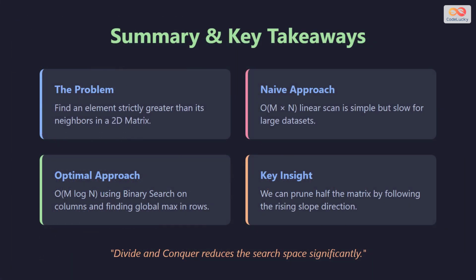To summarize, the find peak element 2D problem asks us to find a local maximum in a grid. While a linear scan works, it is inefficient. By leveraging the divide and conquer strategy of binary search on columns and finding row maximums, we achieve an optimized O of m log n solution. This problem is a great example of how 1D algorithms can be adapted for higher dimensions.